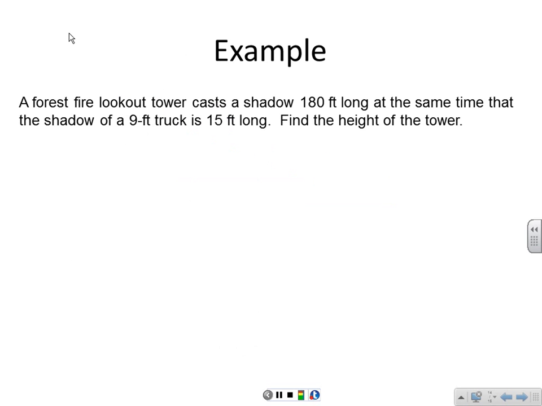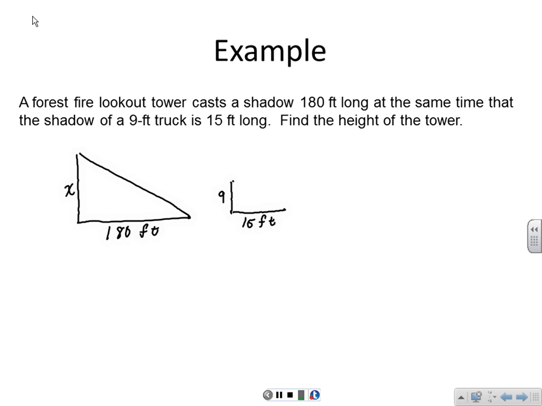Alright, let's try a word problem or two. See if we can draw our own diagrams. A forest fire lookout tower casts a shadow of 180 feet. So we have a forest fire tower that casts a shadow of 180 feet. Alright, and we can make this into a right triangle if we need to. And then it says at the same time that the shadow of a 9-foot truck, so we have a little truck here, casts the shadow of 15 feet. So that's 9. And then it says find the height of the tower. So we're looking for this.